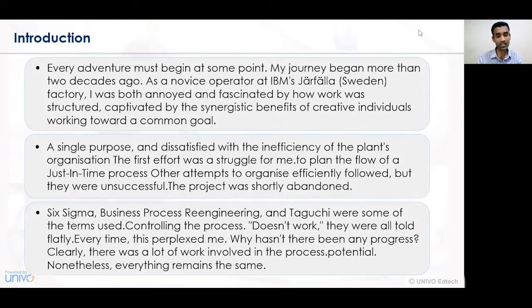So there were various other tools and techniques that were employed also, which were either Six Sigma, business process reengineering, Taguchi, and so on. So simultaneously, every activity was focusing on creating a qualitative product and how we can improve the business activities or organize operational activities in the long run or in the short run.